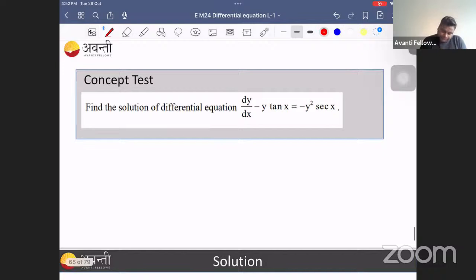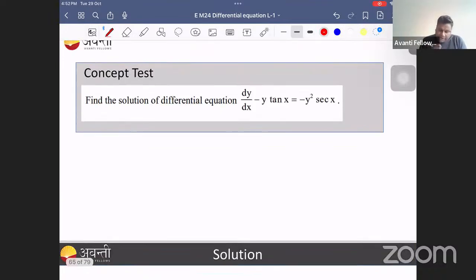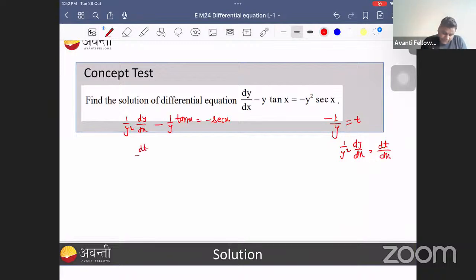Now see. Again you divide it by y square first of all. So what do you get? dy by dx, 1 by y square minus 1 upon y into tan x is minus of secant x. Now in 1 by y, let us assume minus 1 by y as t. So 1 by y square dy by dx will be dt upon dx. So dt upon dx plus t into tan x is equal to minus of secant x.